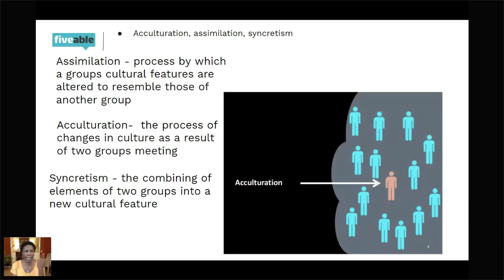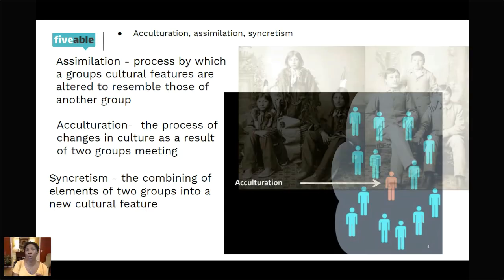Also, we want to take a look at acculturation. You should have an understanding of acculturation. It's, again, the process of change in a culture as a result of two groups meeting. So it's not like I'm just taking over and I'm dominating. It's like, oh, let's take a little bit of this and a little bit of that. And because we're meeting, syncretism is where we're going to combine these elements and then make something totally new. So having that understanding is something you should have walked away with.